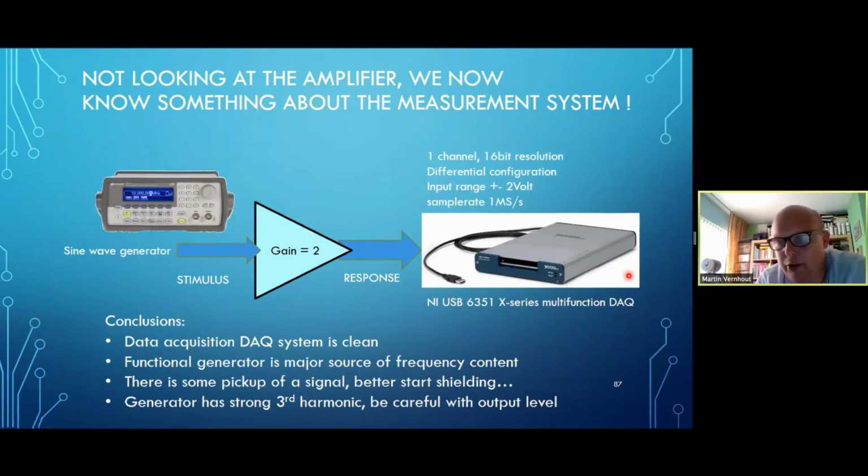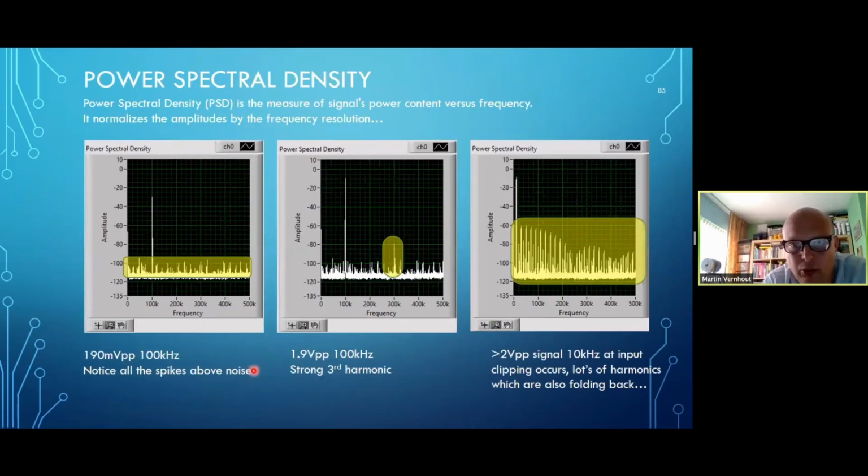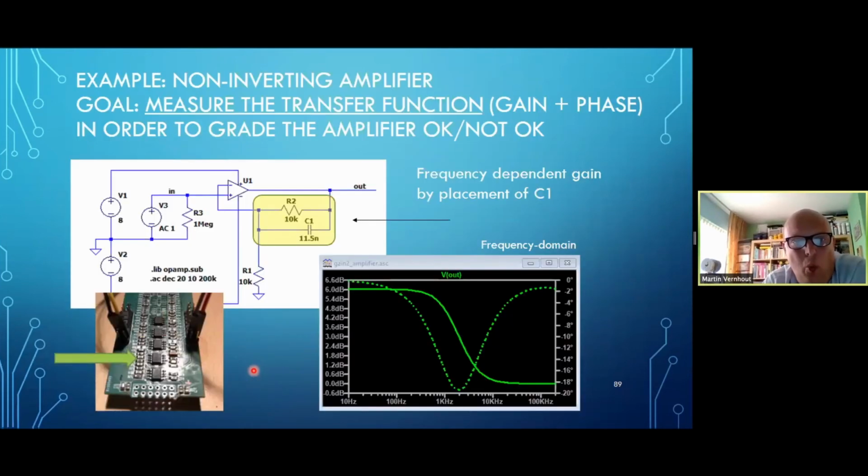So what did we learn from doing that simple FFT? Well, what we have learned is that the data acquisition system seems to be clean. The function generator is the major source of frequency content. There is some pickup, and your generator has a strong third harmonic. Be careful with the output level. We could not have done this if we just looked at the time signal, because those signals measured here are so tiny that they are in the random fluctuations of a couple of LSBs, a couple of least significant bits of your ADC.